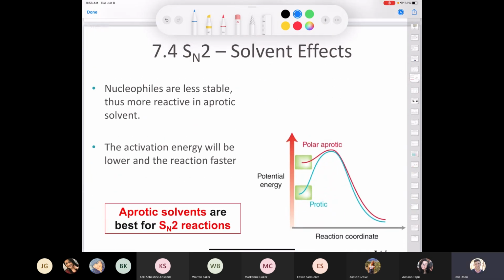Let's take a look over here. If you have a nucleophile in a polar aprotic solvent, it's going to have a higher potential energy. That means it's going to be ready to react. It wants to react, right? But if you have it in a protic solvent, it's stabilized, therefore it's going to be unreactive. It's too low in terms of its potential energy. How does the polar protic solvent stabilize a nucleophile? Let me show you.